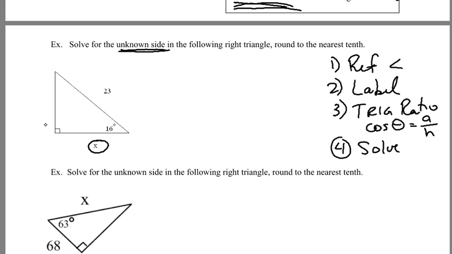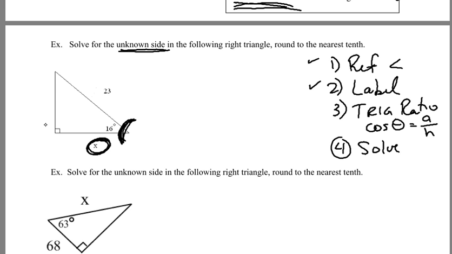Cross multiply for a side, inverse trig for an angle. So in this particular one, we're finding a side. We should know that we're going to finish with cross multiplying. So reference angle. Use what you know to find what you don't. So we're going to use reference angle 16.